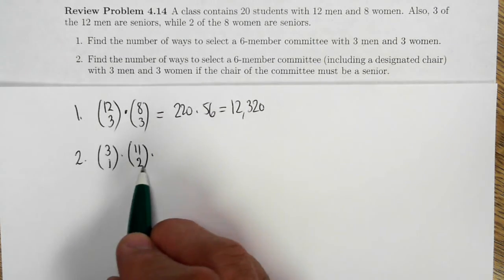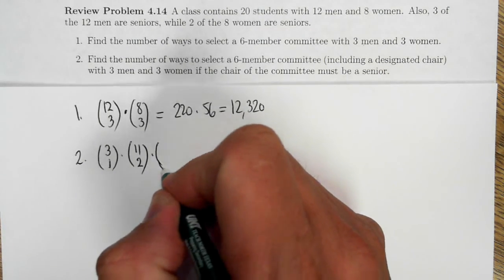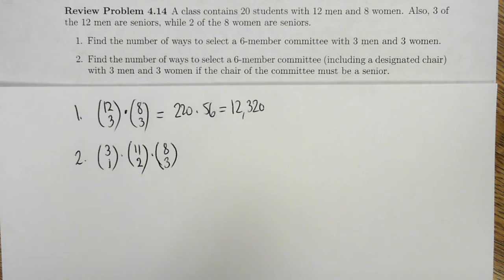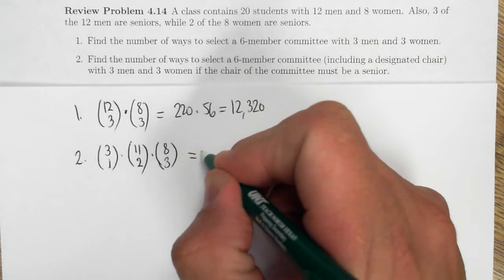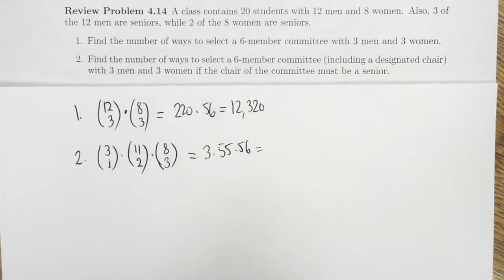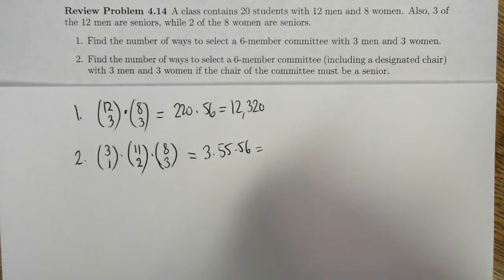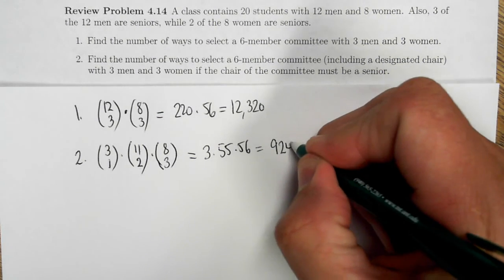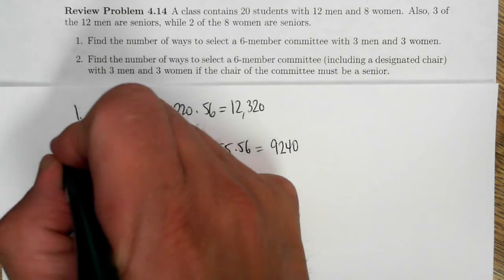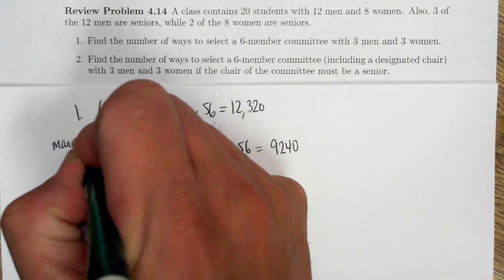Okay, then by this way, we pick the other members of the committee from the 8 women, 8 choose 3. And so that would be one way of doing things. And so this would be equal to 3 times 55 times 56. And do the arithmetic real quick. That is equal to 9,240. That's if the committee chair is a man.